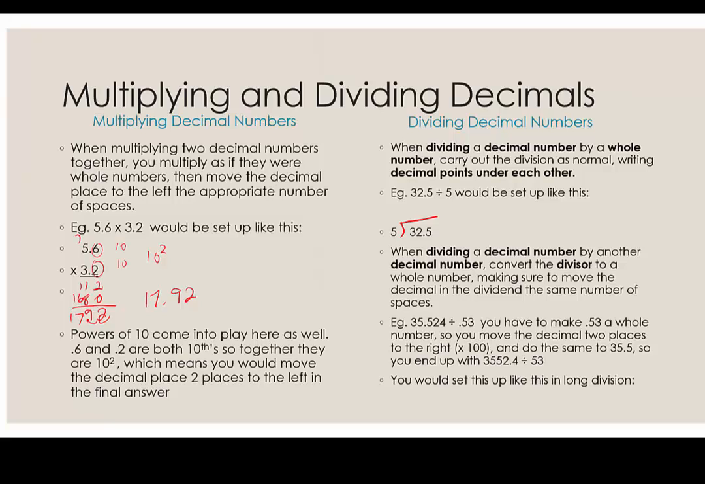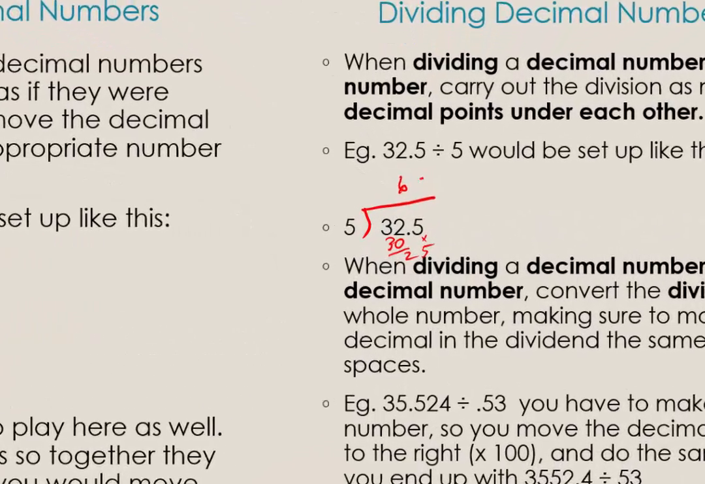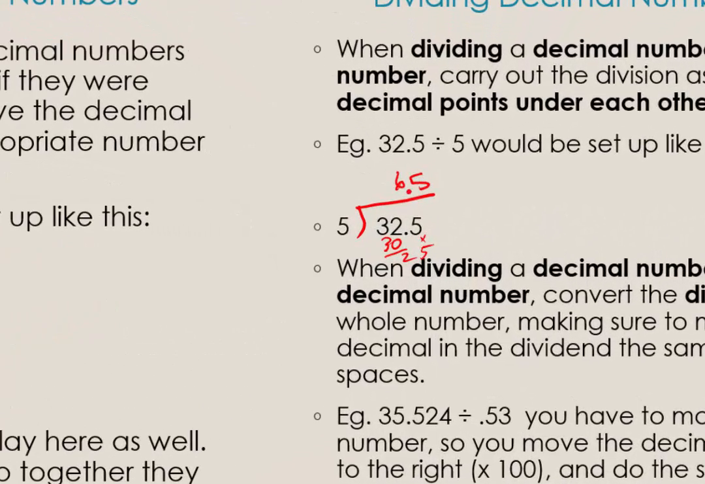5 goes into 32 6 times. That'd be 30, with a 2 left over. Come down the 5, 25. 5 goes in 5 times, and the decimal goes straight up. So your answer would be 6.5, because this decimal goes straight up that way.